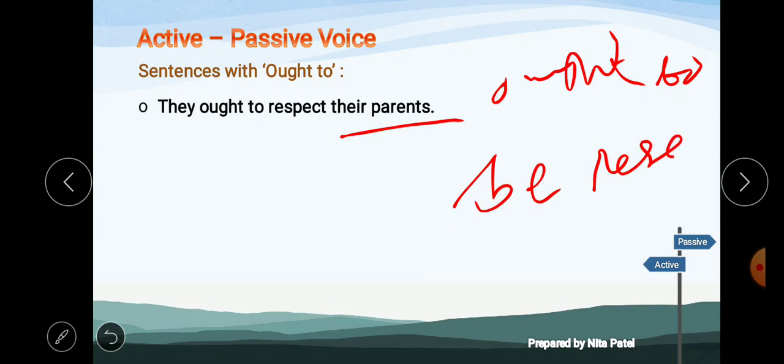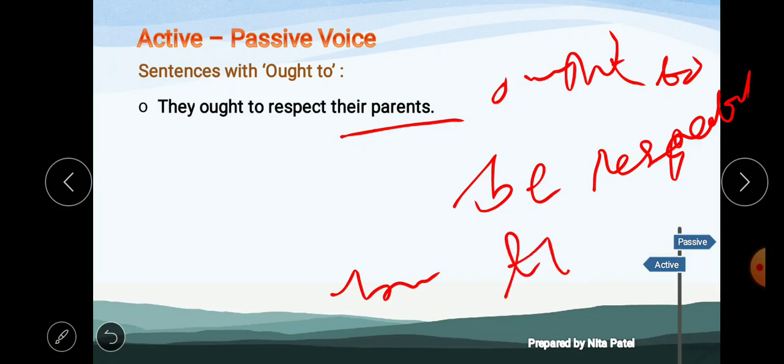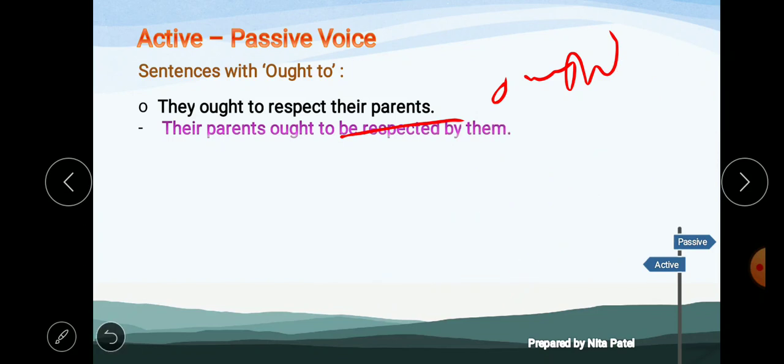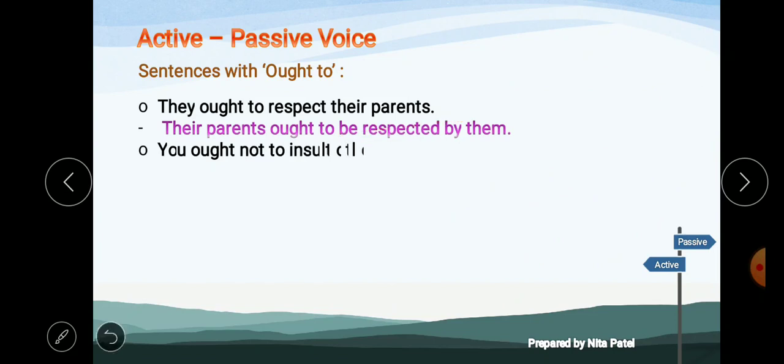Respected, V3 form, by them. Their parents ought to be respected by them. You ought not to insult others.